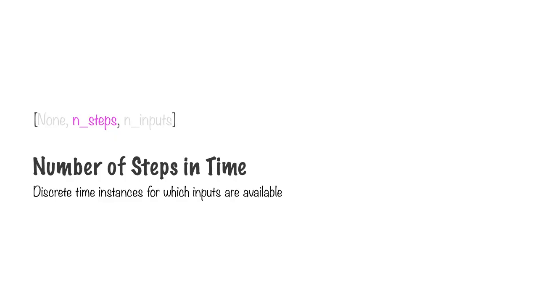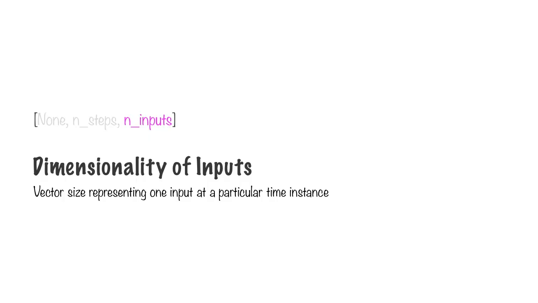The second parameter, n_steps, represents the number of instances in time for which this neural network has to be unrolled. In order to figure out the number of steps in time, you need to look at the data that you have and figure out how many discrete time intervals or time steps it covers. See the number of steps for which inputs are available and set up your parameter using that information. And the third dimension of the tensor will contain the size or dimensionality of the inputs. This is the vector size which represents one input instance. At a particular time step, this one input instance is fed into our RNN.